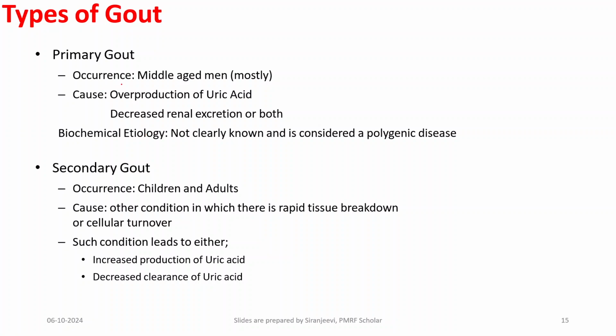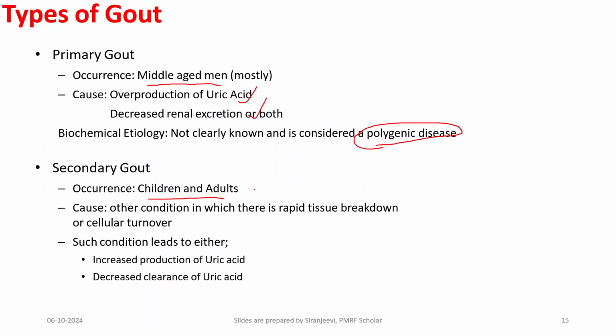Primary gout occurs usually in middle-aged men mostly, and secondary gout usually occurs in children and then adults. The cause of primary gout is overproduction of uric acid and decreased renal excretion, or both. As for the biochemical etiology, there is no clear-cut evidence that this is happening because of reason A or reason B, because it is a polygenic disease. Multiple reasons are related to primary gout.